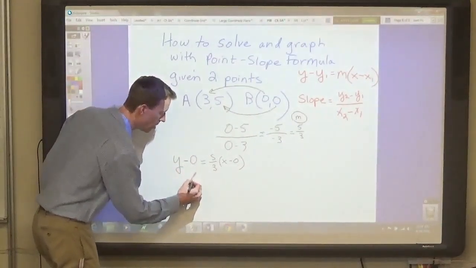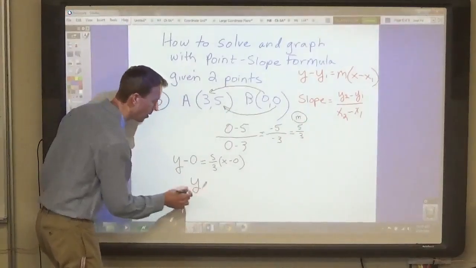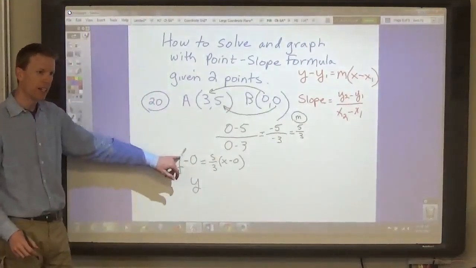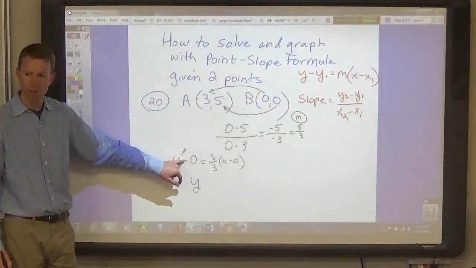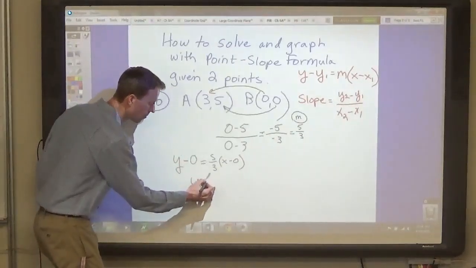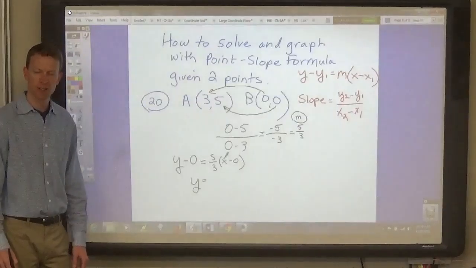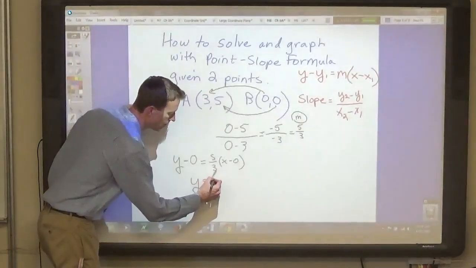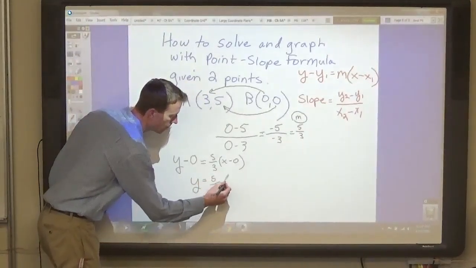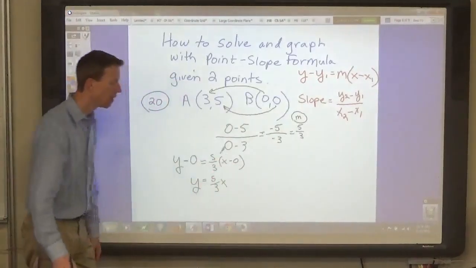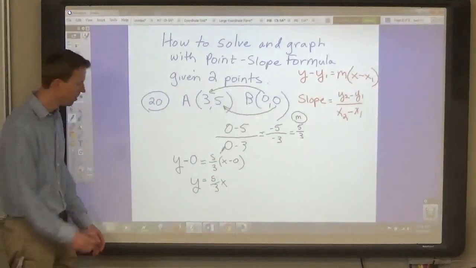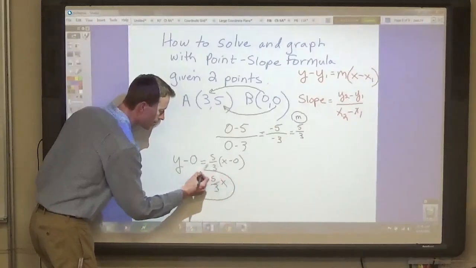y minus 0 is y, so we don't have to do anything, we don't have to get rid of a number on this side, it's just y minus 0. And that equals 5/3 times x. And 5/3 times 0 is 0. So it's just up 5 over 3.